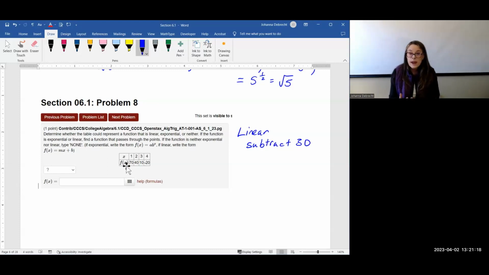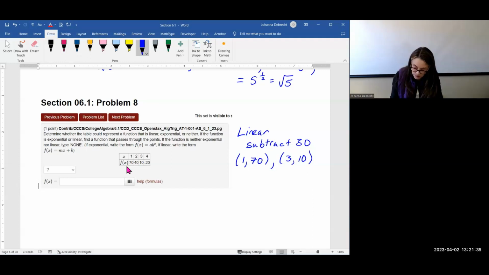All right, so what do I have? Well, I've got lots of ordered pairs. I just need the equation of a line. So I've got the ordered pair 1, 70, and we'll just do the next one. Well, let's do the ordered pair 3, 10. Those numbers are a little easier to work with.